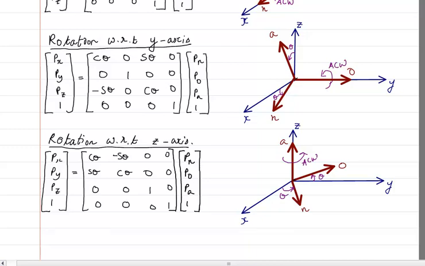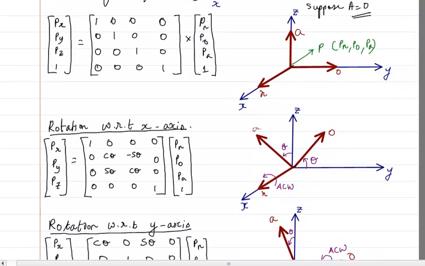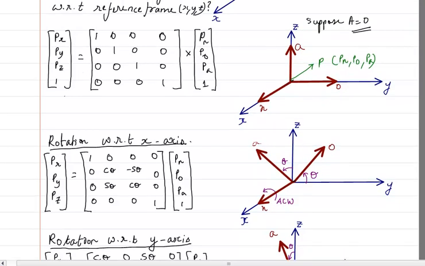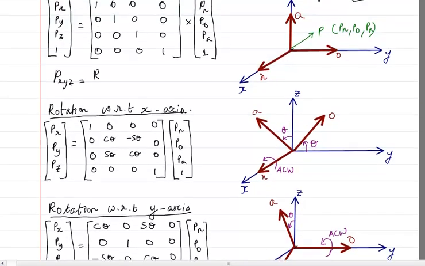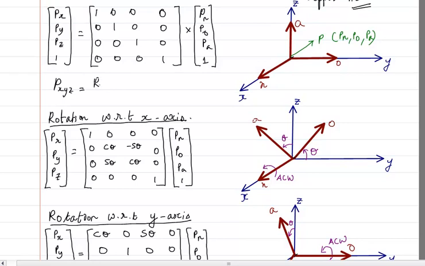Now let me show the short form of how it is written. Basically it is written in this form: let's say that it is P in xyz form, then we multiply with a rotation. Here we have no rotation, so it is just the identity matrix multiplied with PNOA. As you can see, there is no rotation here.